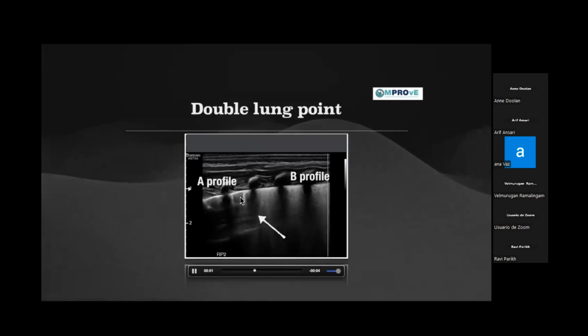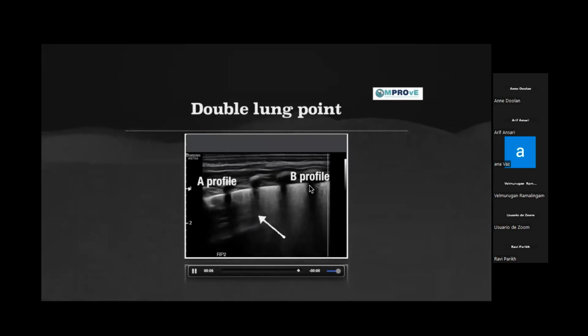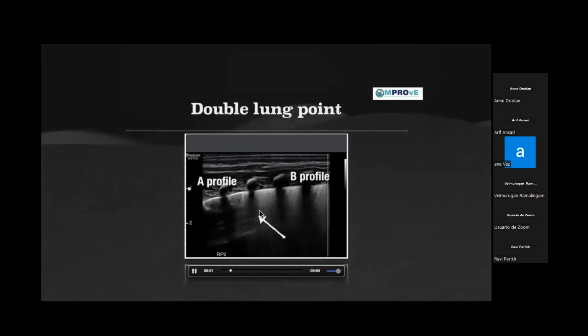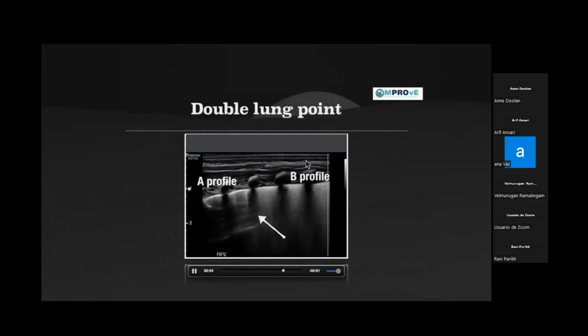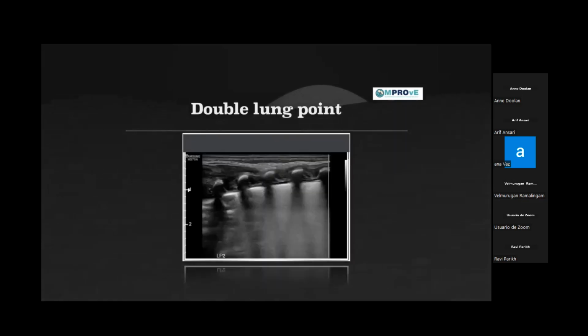Is there pleural sliding? Yes, there's pleural sliding in entirety. Even in the B profile area where you cannot count the B lines, it's all compact, but you can see the shimmering effect on the pleural line. So the sliding is present. And then what A lines you see, how many B lines you see, that's how you define your profiles. So A profile and B profile, that's the double lung point. Okay. Same here.